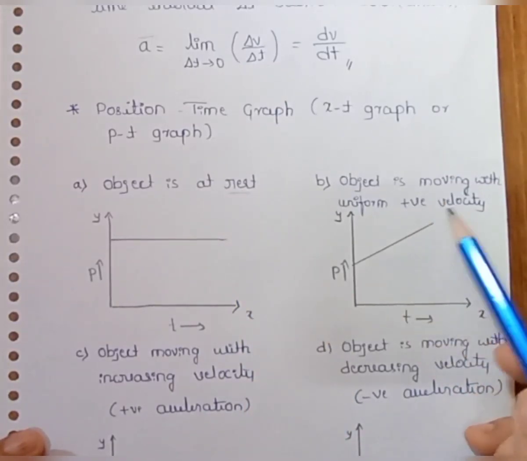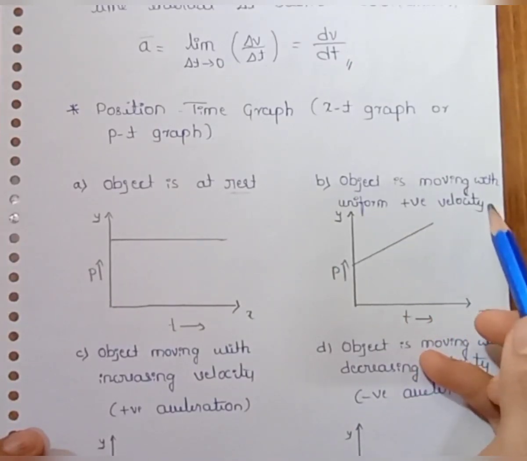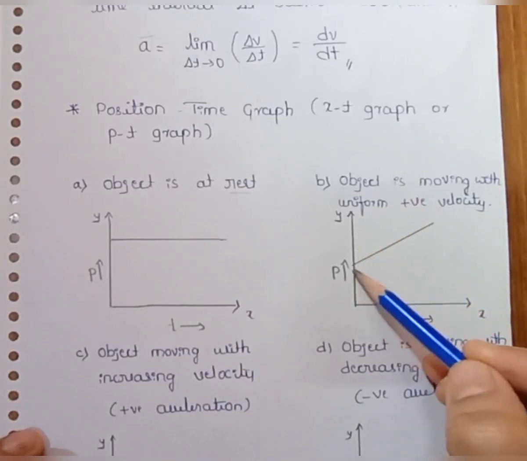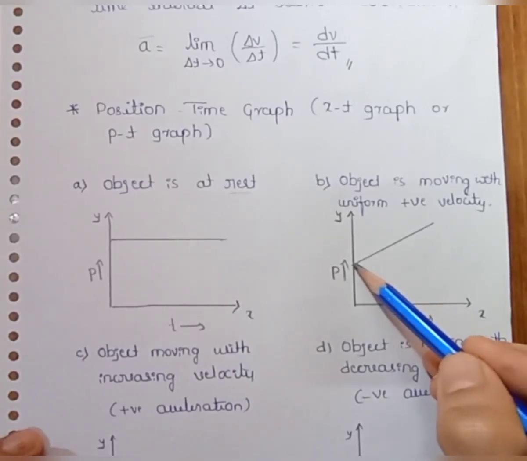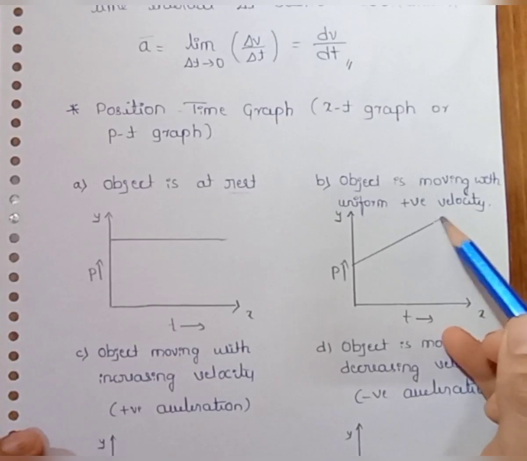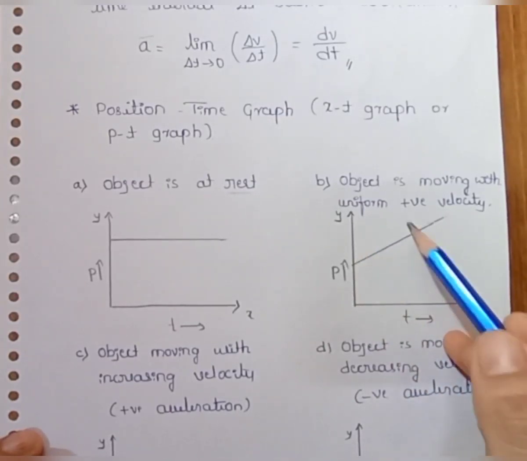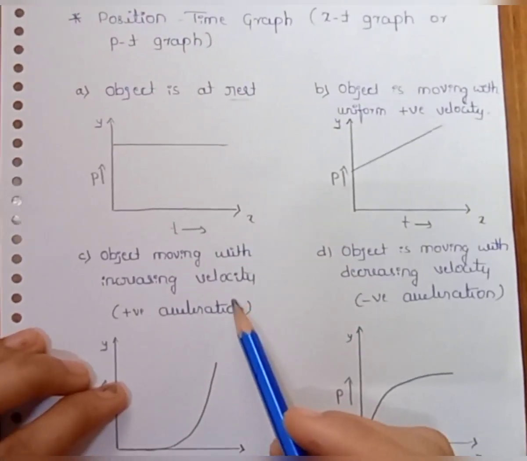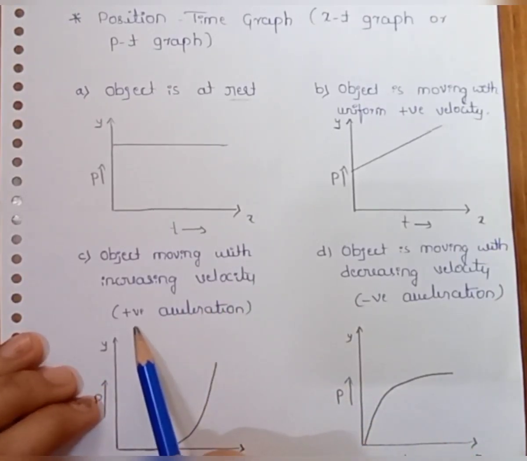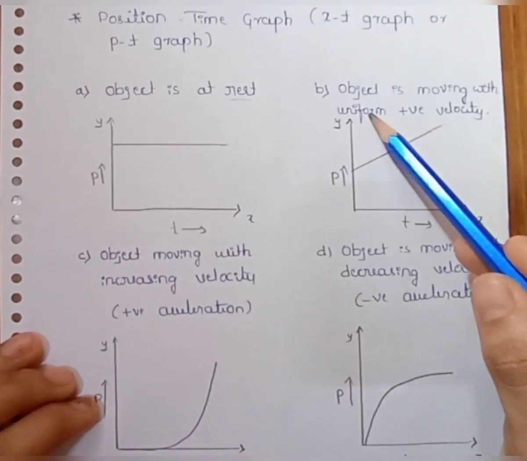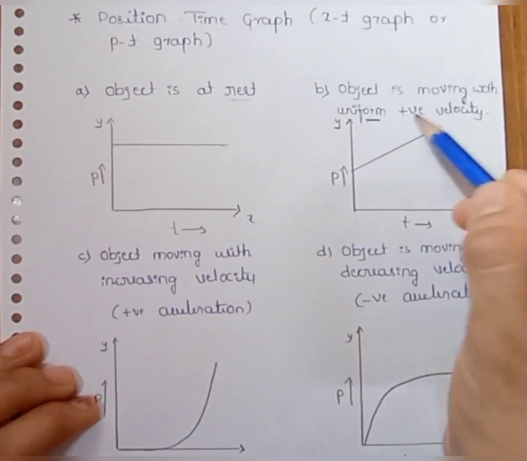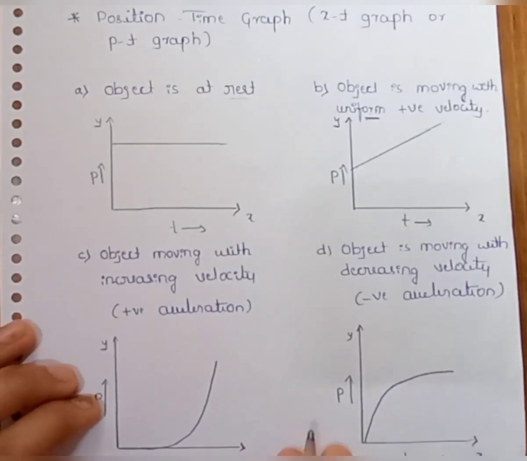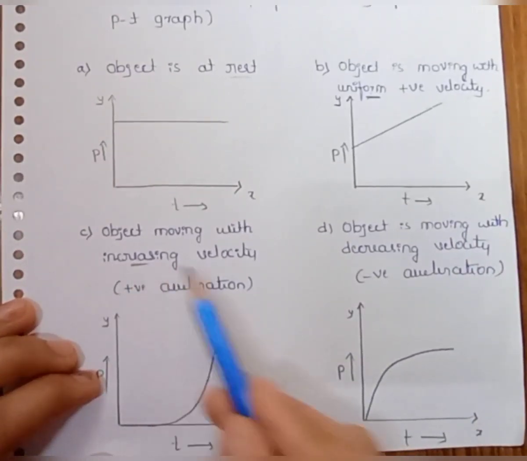Second case, when the object is moving with uniform positive velocity. Positive means upper position of the object. Then as time increases, the position of that object also goes on increasing. This is the second graph when the object is moving with uniform velocity. Third graph is when the object is moving with increasing velocity, that is positive acceleration. Here it is uniform positive acceleration, positive velocity.